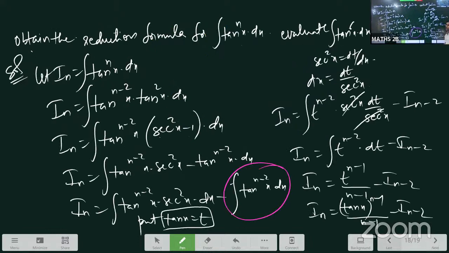So integration of tan power nx, that is tan to the power n minus 2x into tan square x. Now tan square x, you write it as secant square x minus 1. Very important reduction formulas. So integration of tan to the power n minus 2x secant square x minus tan to the power n minus 2x. Now put tan x equal to t. Is it clear?